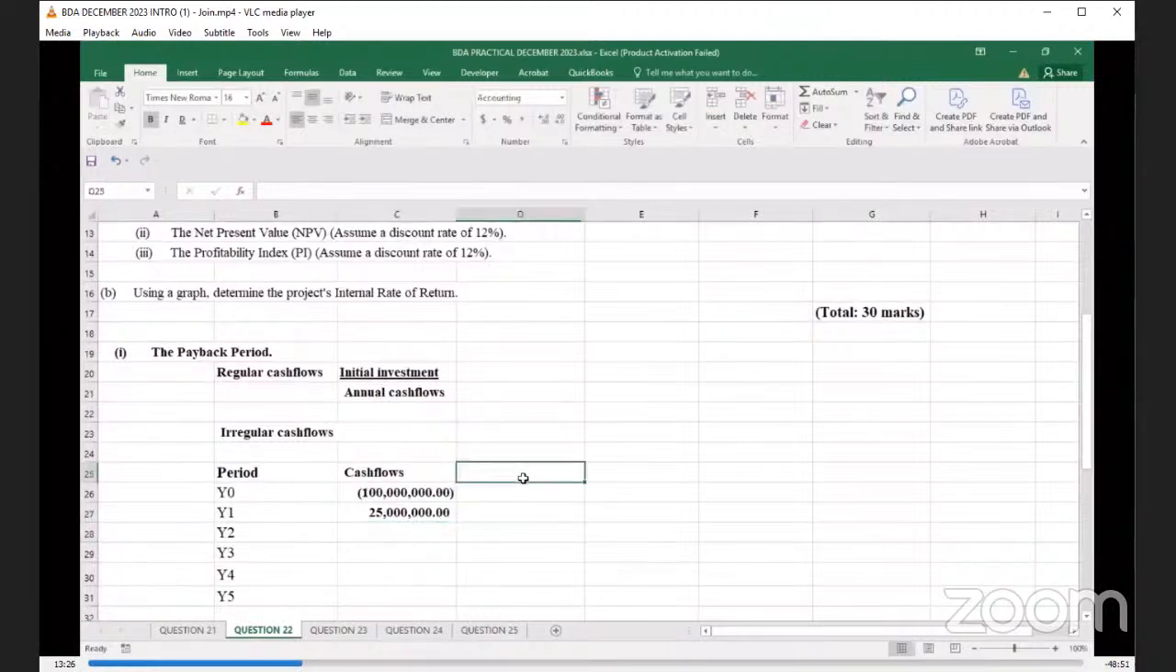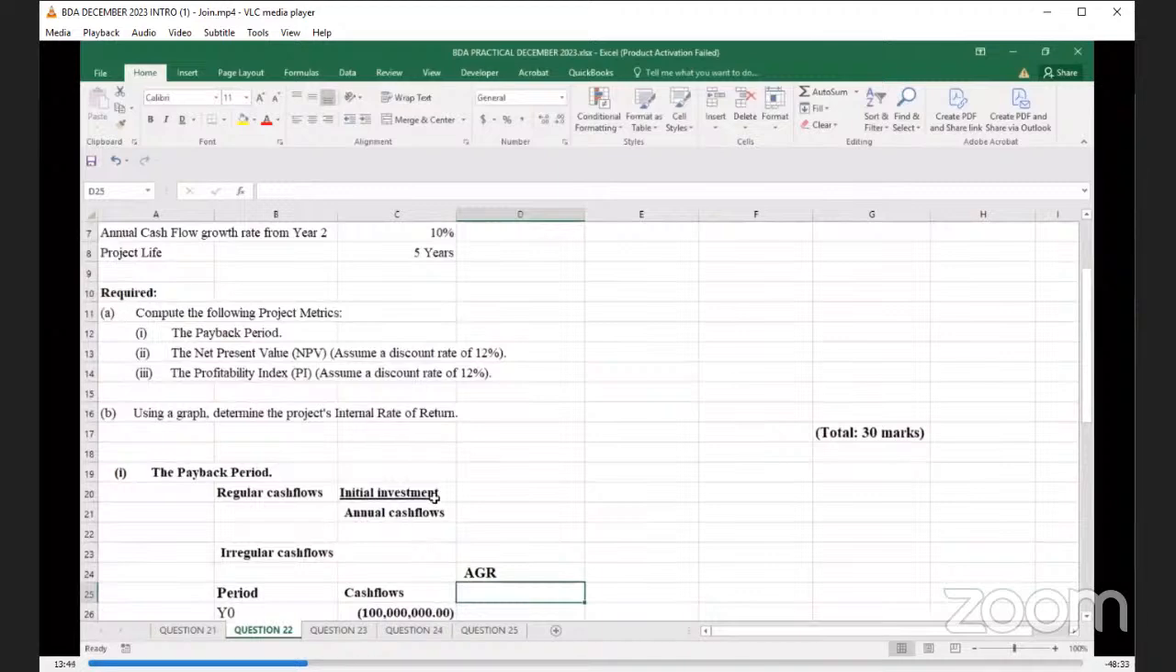So year 2, what do we have? We are having an annual growth rate. Let me have the annual growth rate, AGR. The examiner has given us the AGR to be 10%. So that's what we are going to take.